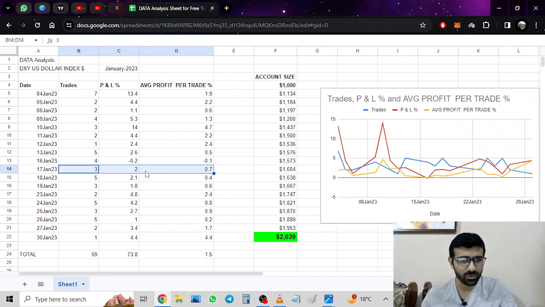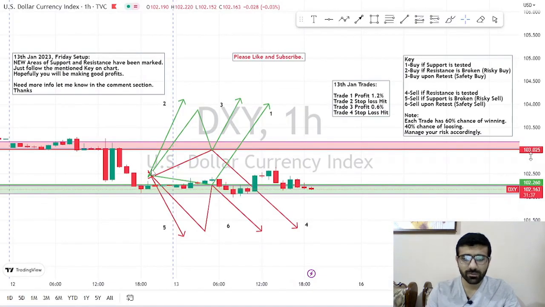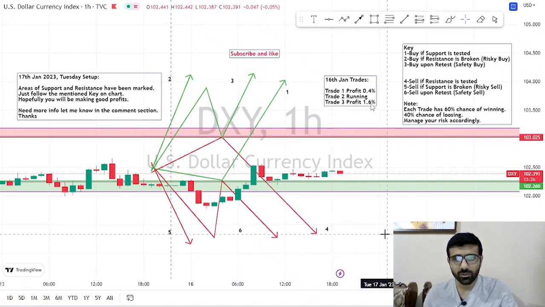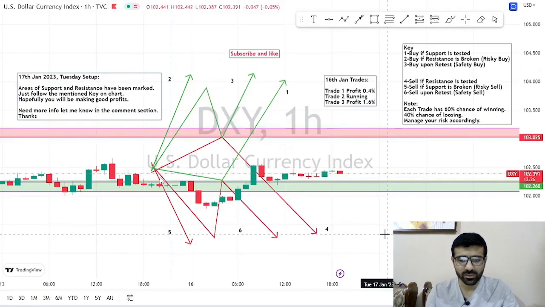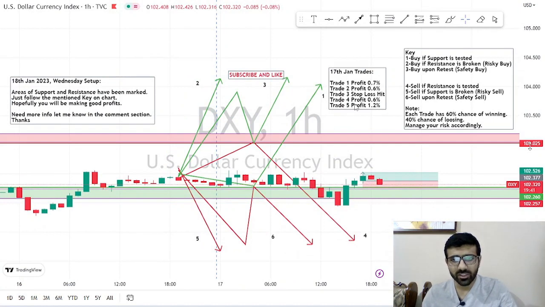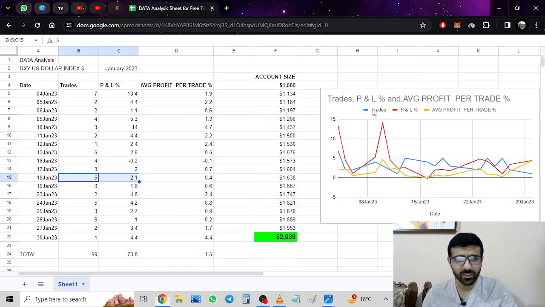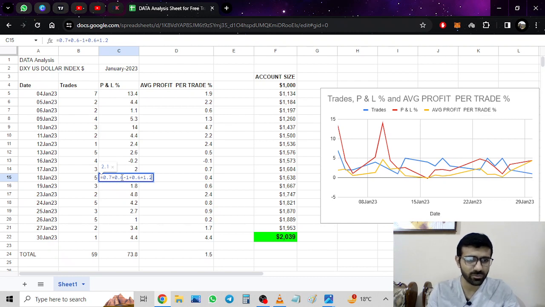Here we took three trades, for an overall profit of 2%. Okay, so let me show you. Okay, 0.4 plus 1.6 equals 2%, and another trade was running, so I considered it a 0. And then 18th of January, we took five trades and overall 2.1% profit. Okay, so five trades, 0.7, 0.6, minus 1 stop loss, and then 0.6 and a 1.2% profit. So if we combine these trades, we hit a 2.1% profit.